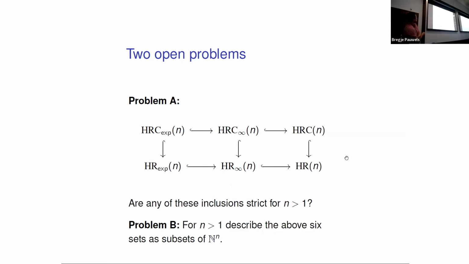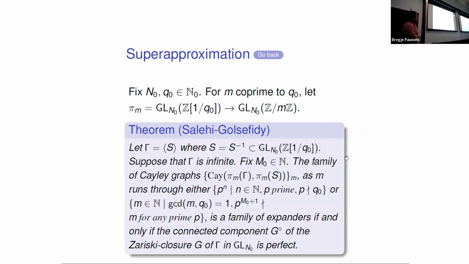Shall I show you the superapproximation? Salehi-Gosefidy tells you that you can get a family inside GL_N(Z[1/q]) by choosing primes like this. Okay, we use it as a black box.